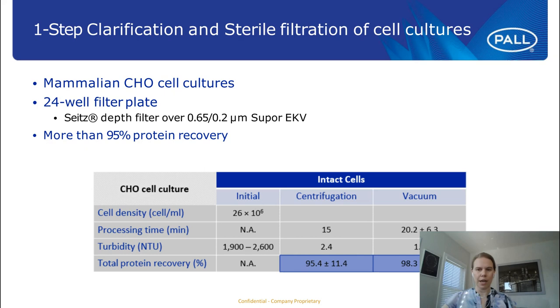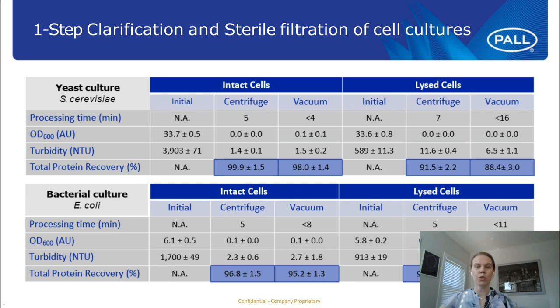We performed a similar study using yeast cultures as well as bacterial cultures, with the same exact filter plate. We looked at the turbidity and protein recovery, and we also tested the centrifugation as well as vacuum methods. And this time we looked at intact cells as well as lysed cells. Again, as you can see, the turbidity from really dense cell lines dropped significantly to really low numbers, telling us that we successfully removed unwanted big particles, those raw cells. And if we look at the protein recovery, again, we are able to obtain high quality and yield of protein for any filtration method that was used, for intact as well as lysed cells.